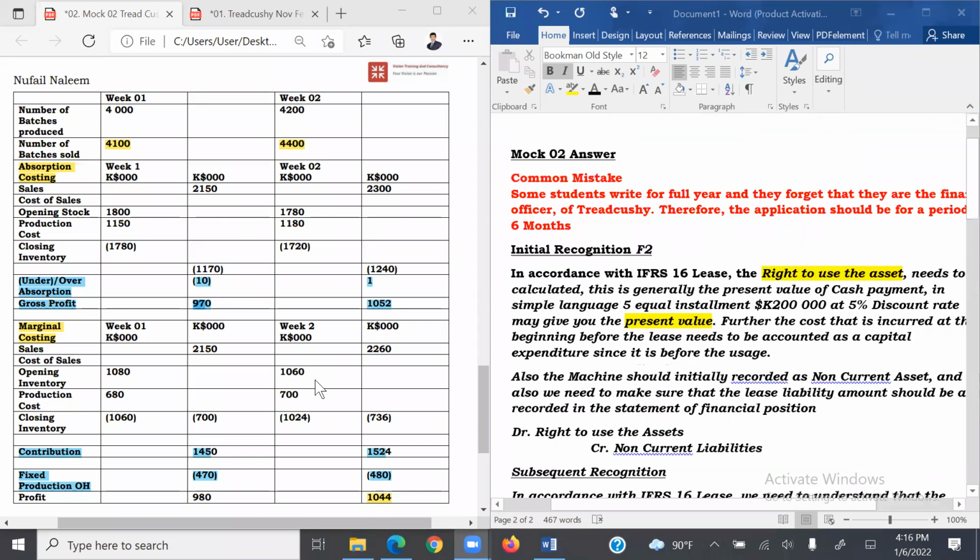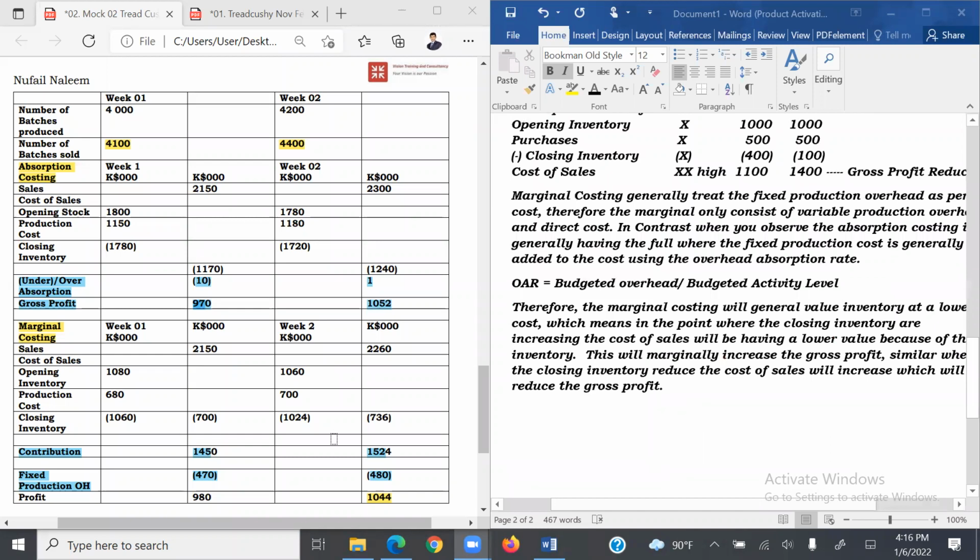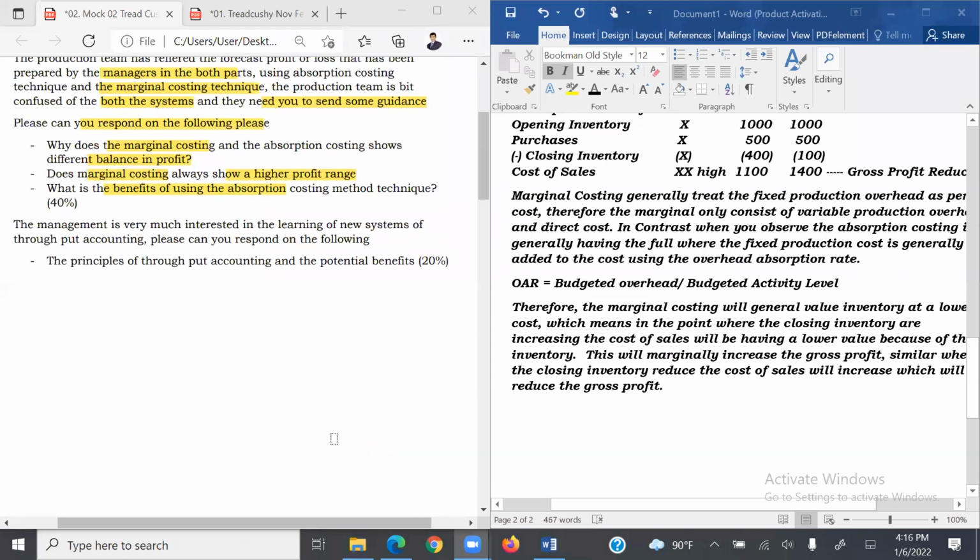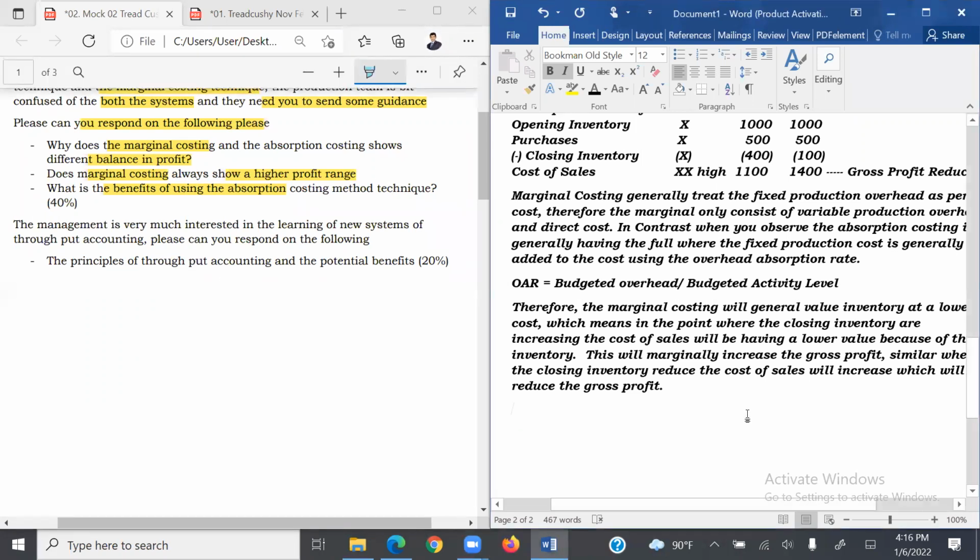So the marginal absorption first area is done. The question was, why does it have a different thing? One is it ignores the fixed component, and the other one is the inventory valuation gets affected. Does marginal costing always show a higher profit range? So that is the second question.